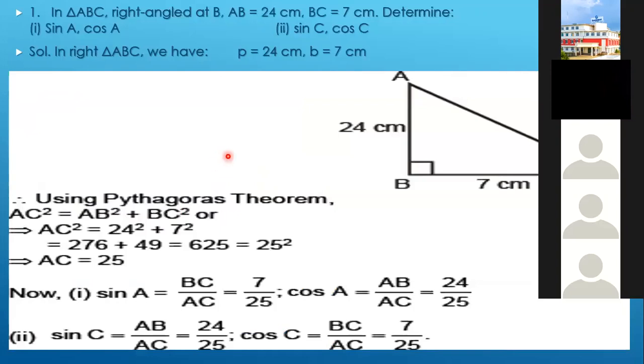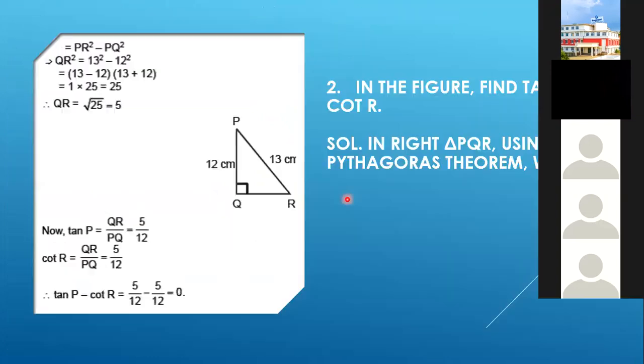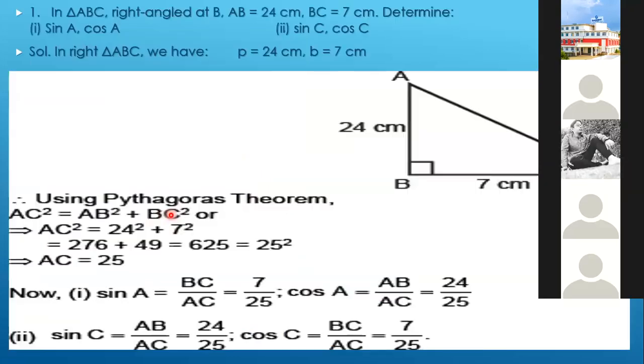Children, what is the meaning of cot? It is the reciprocal of tan. In this figure, just see, PQ value they gave 12 and PR value they gave 13. So PR is the hypotenuse and PQ is one side of the right angle triangle. First find QR by using Pythagoras theorem. 13 square is 169 and minus 144, PQ square. If you do that, we'll get QR.